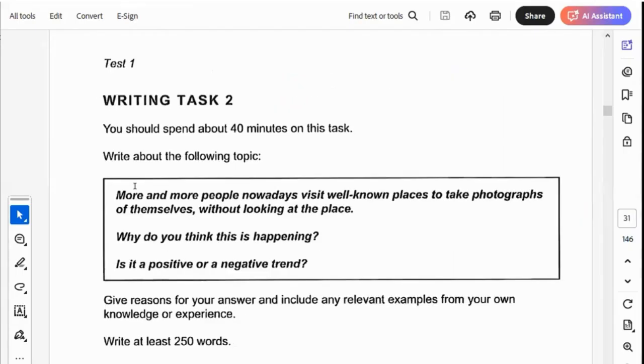Look at the essay here. More and more people nowadays visit well-known places to take photographs of themselves without looking at the place. Why do you think this is happening? Is this a positive or negative trend? Okay, so this is an essay question.